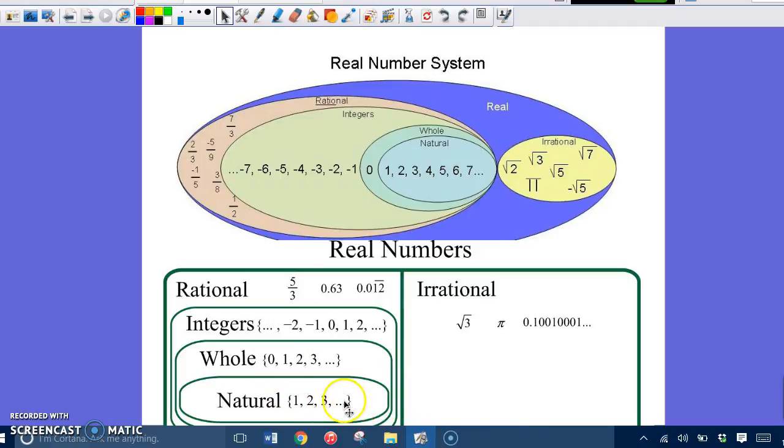Natural numbers are 1, 2, 3, 4, 5, 6, 7, 8, and so on. Whole numbers are the same thing as natural, except with a zero. Integers, think of a number line. Rational numbers are fractions or decimals that make sense.